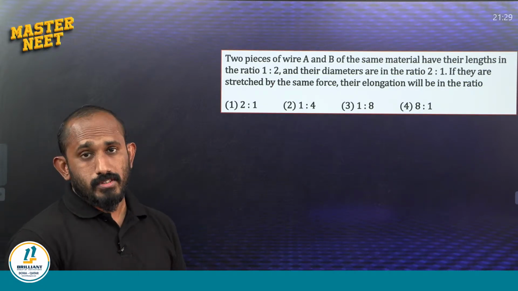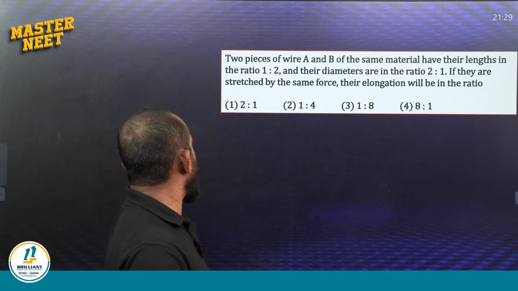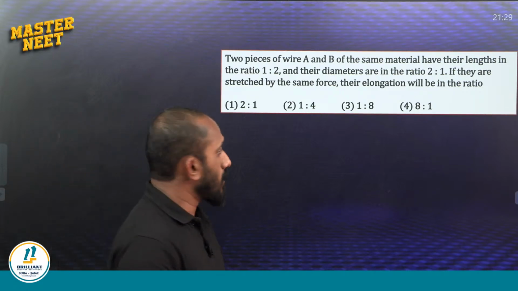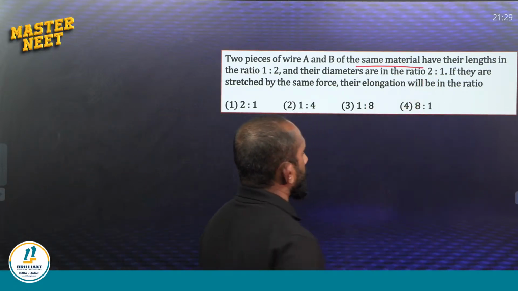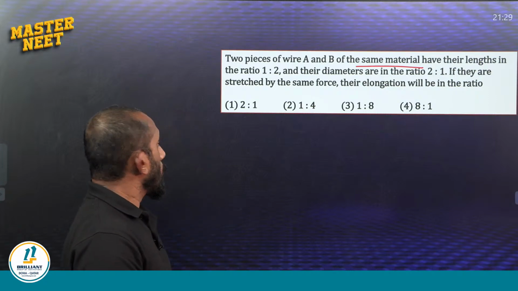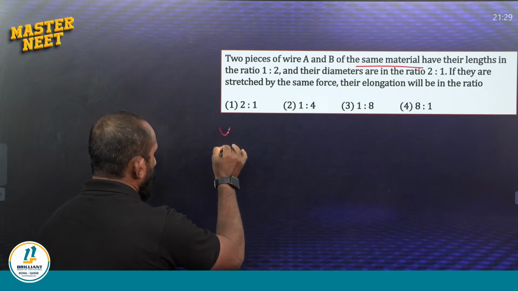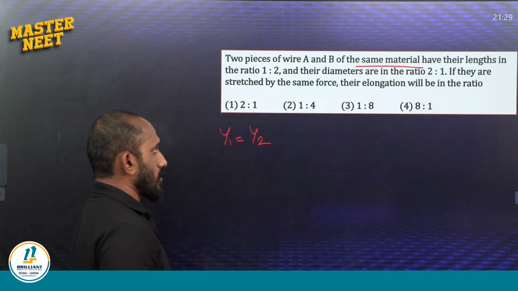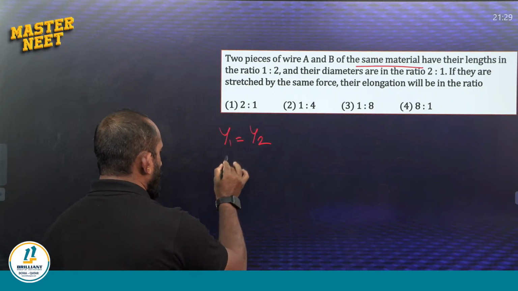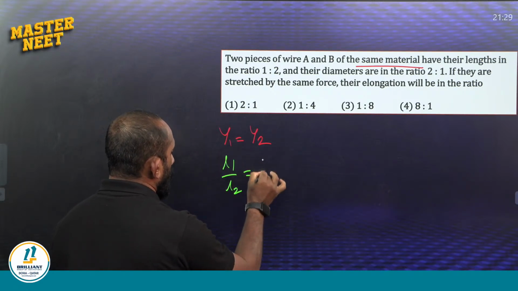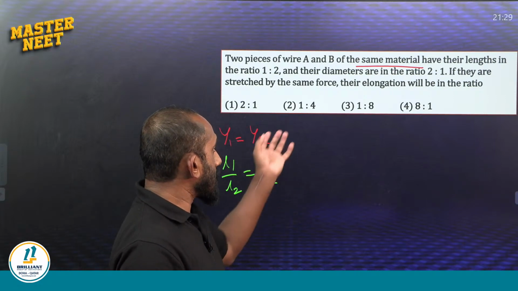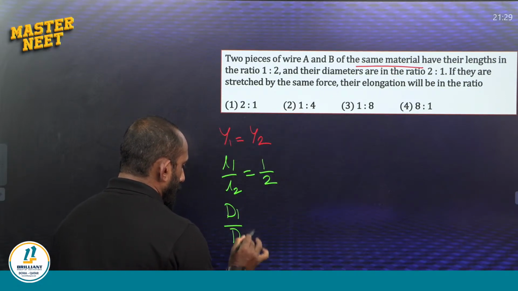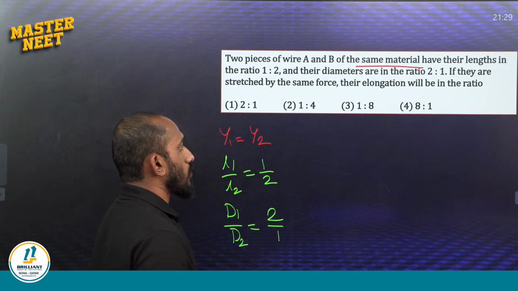This is from the solids chapter, mechanical properties of solids. Two pieces of wires A and B of the same material have their lengths in the ratio 1:2. So we have Y1 equal to Y2, and length in the ratio L1 by L2 is equal to 1 by 2, and their diameters in the ratio 2:1. So D1 by D2 is 2:1.